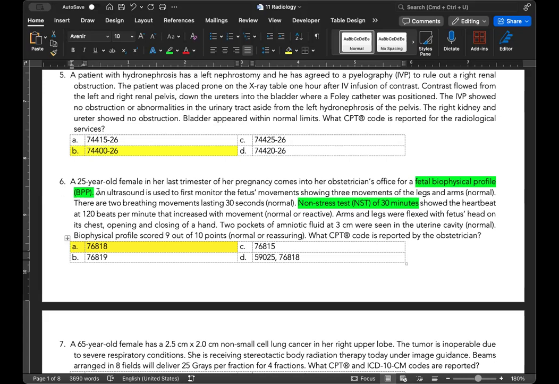So that's why you have to make sure that both of those components. So you would not want to report the 59025 as well as the 76818 because you would get paid for that fetal non-stress test twice. Okay. You also would not want to code 76819 with the 59025 because you have a code that bundles that BPP and the non-stress test together. Does that make sense? So if we have a code that has a bundle, we should never report the two components separately. Okay, perfect. Okay. Any other questions or any thoughts on that one?